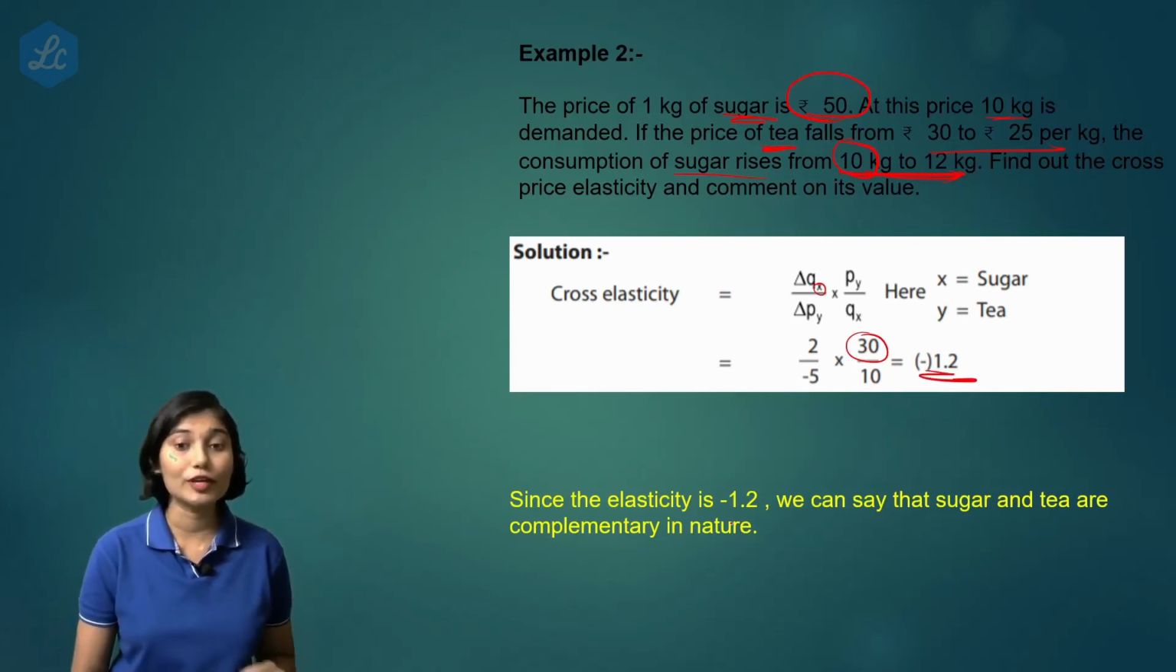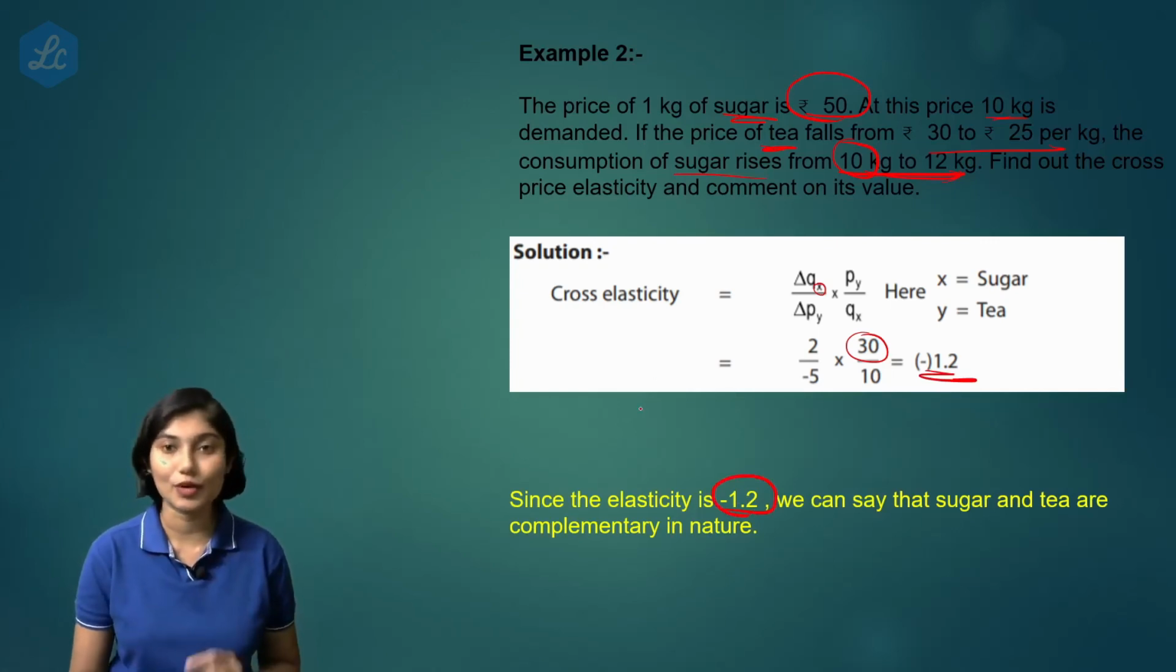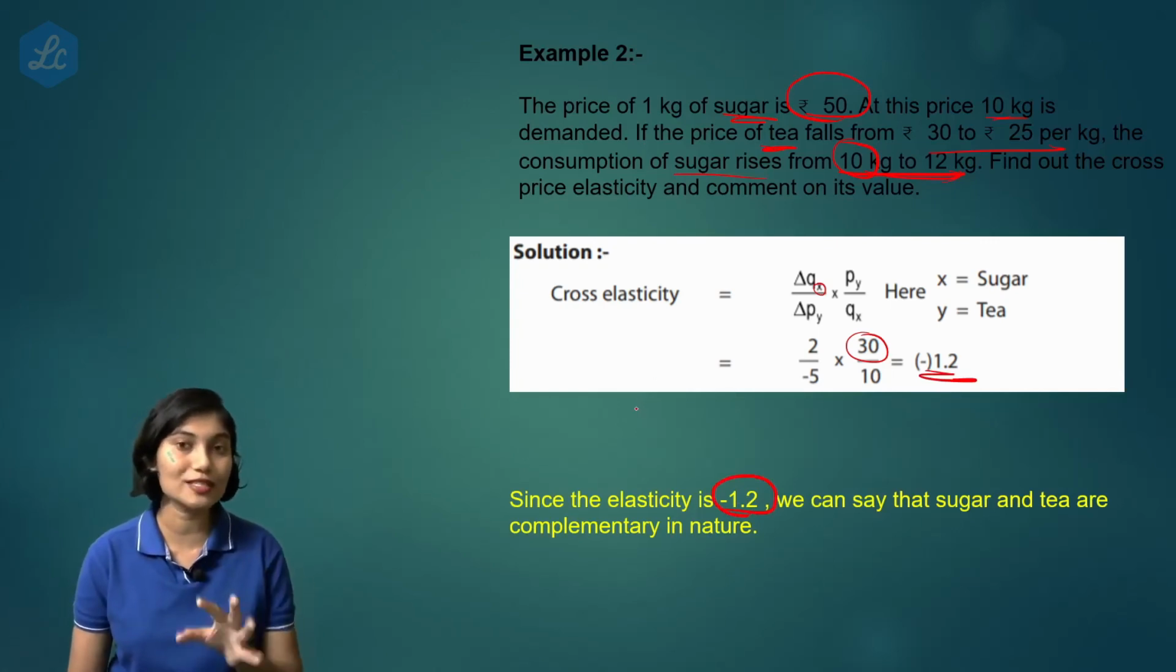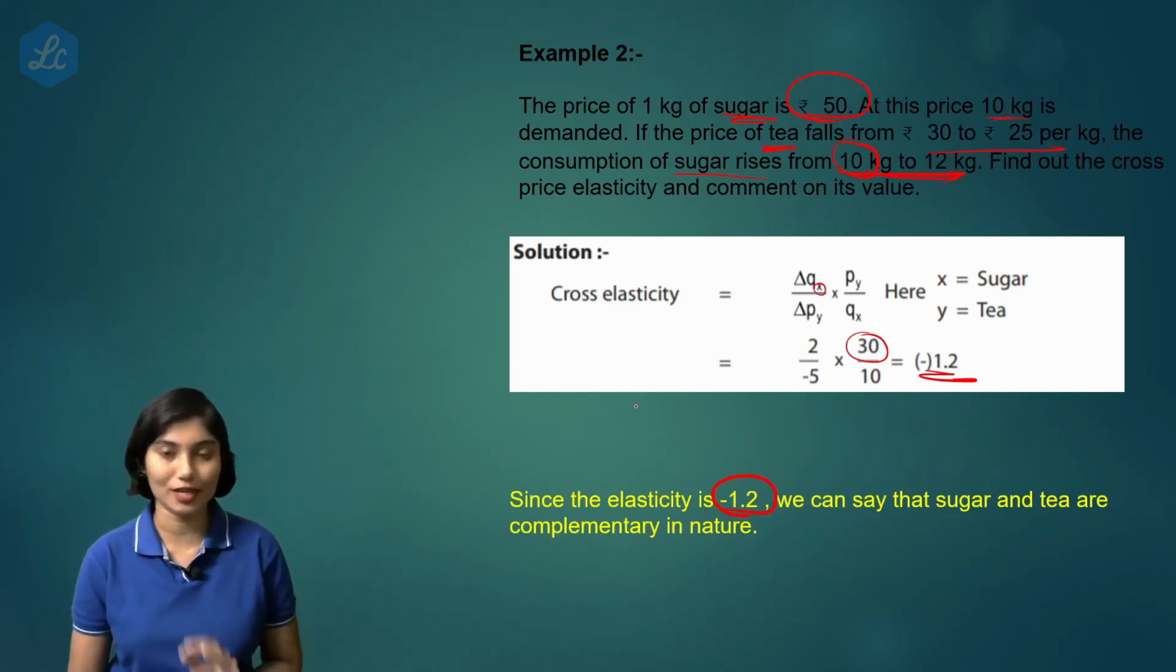Remember, when you have negative 1.2, you can say that that particular product is a complementary product. So cross elasticity giving you a negative sign refers to a complementary product.